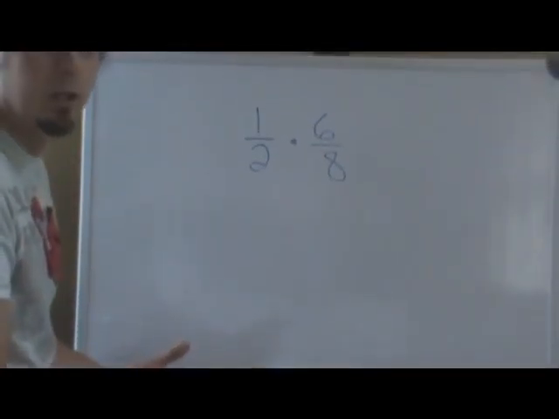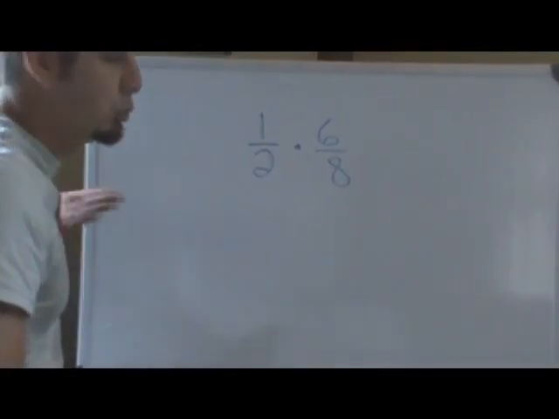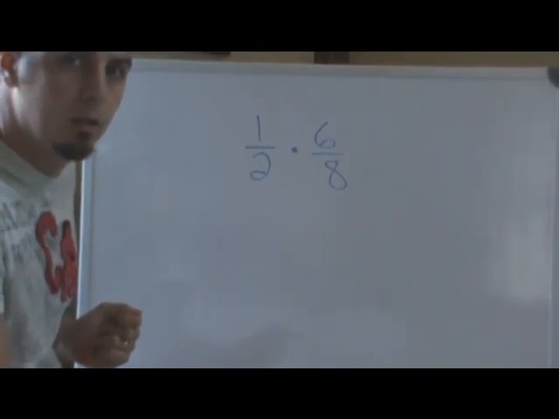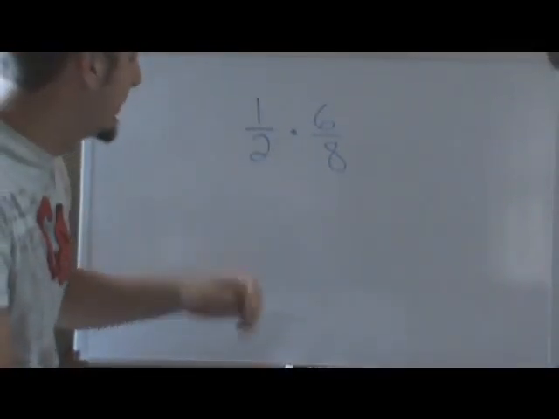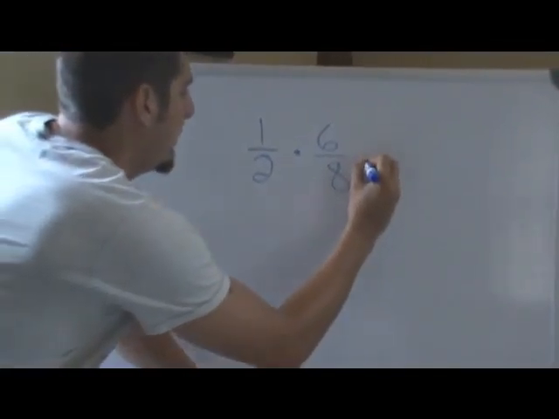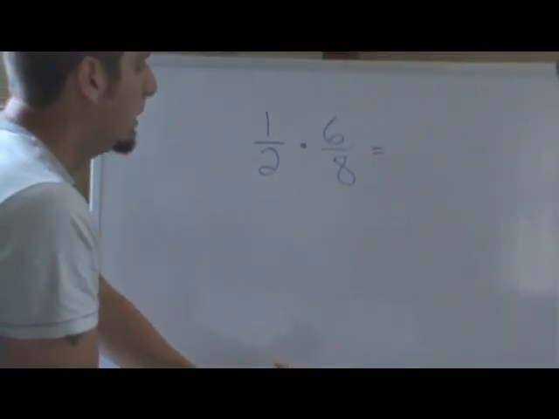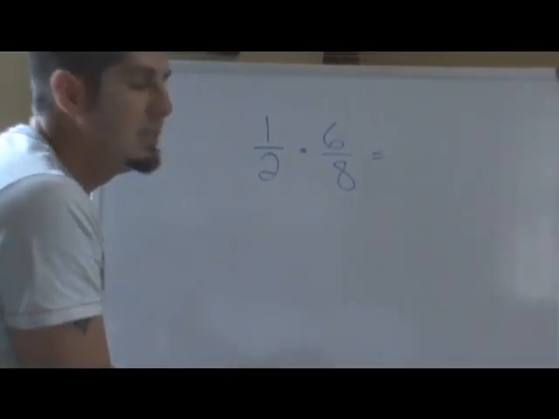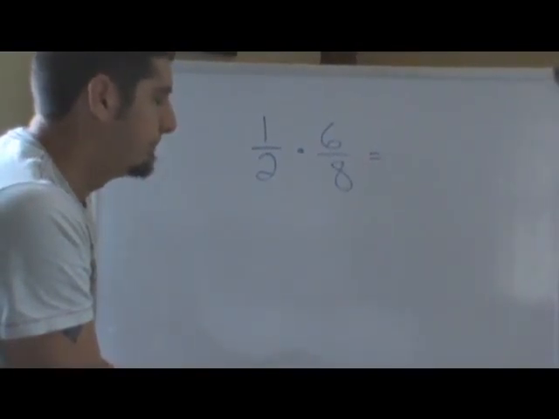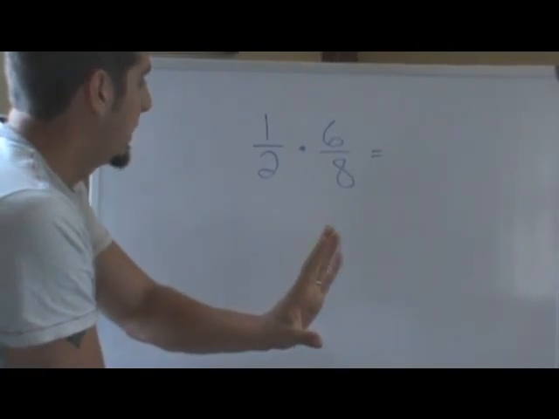So why does it work? How come I can just go straight across when I multiply? Why does that multiplication work? Well, with the way fractions work, you have to understand the numerator and the denominator. The denominator tells you how many pieces you have. Let me cancel that for a second.